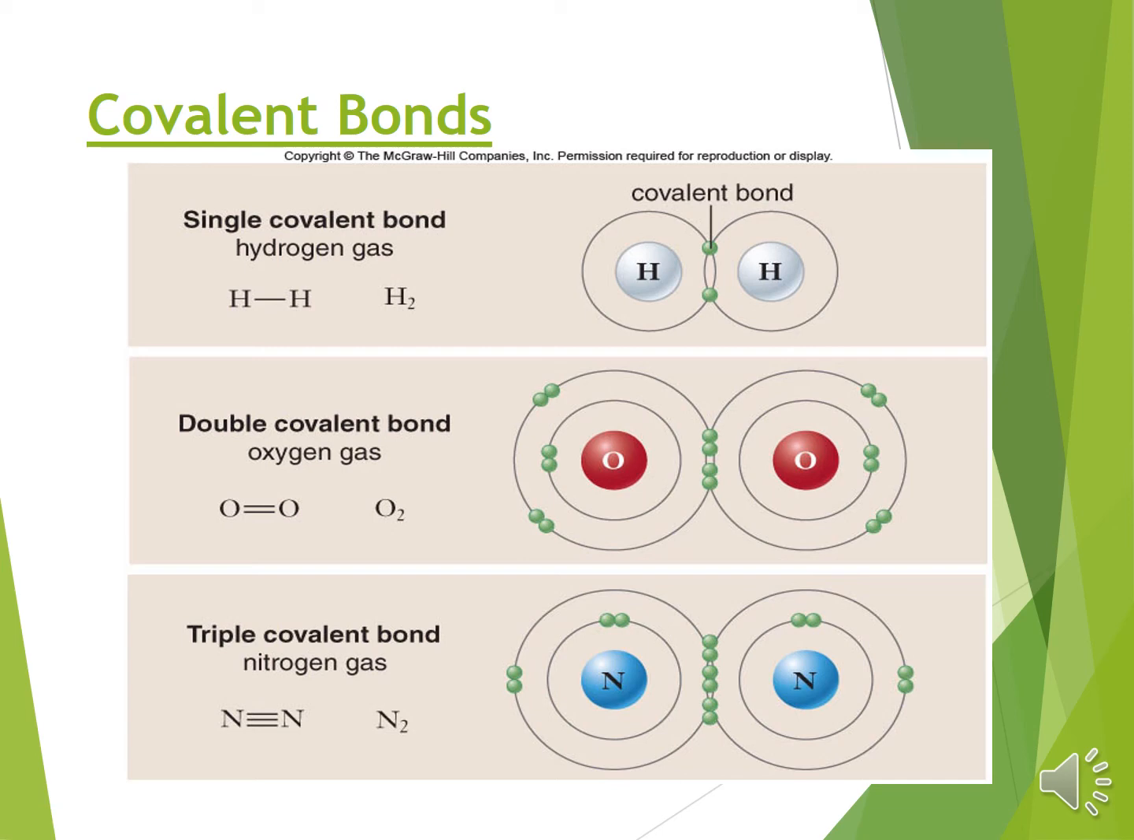Here we can understand very easily: hydrogen, hydrogen, single covalent bond represented by one line, H2. In oxygen gas, see here in the common portion, in the sharing part 4 electrons are present, so it will form a double covalent bond. Nitrogen gas: sharing portion is 6 electrons, 3 electrons from each nitrogen. That's why it forms a triple covalent bond.